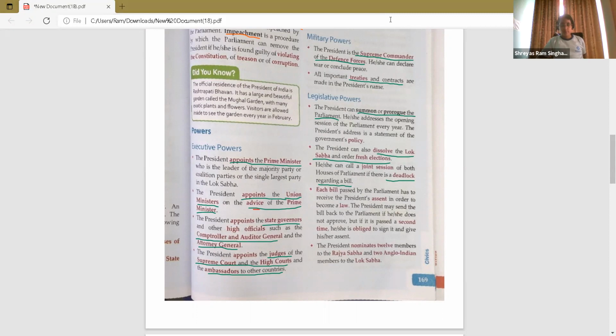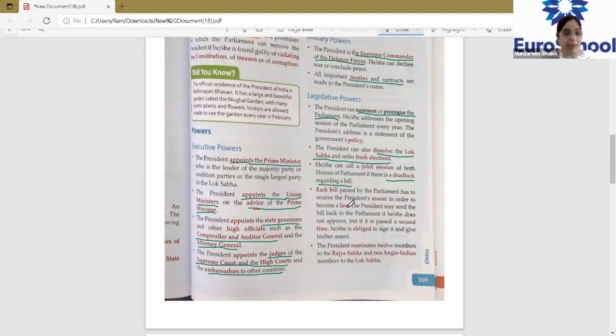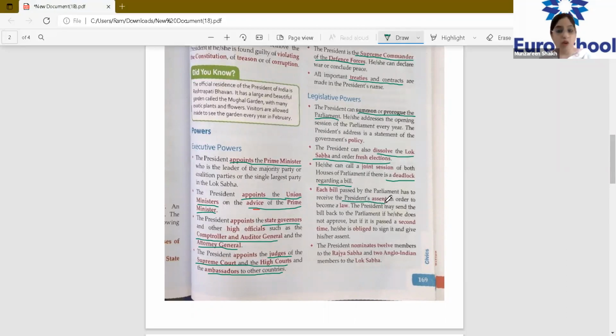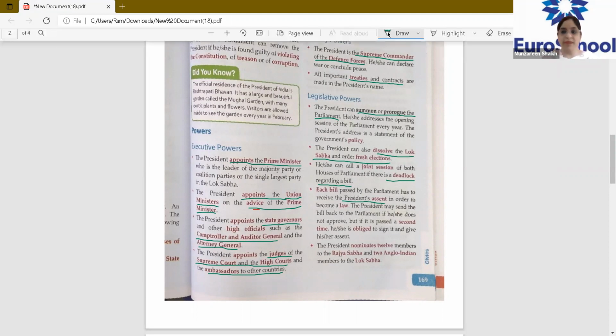Okay. Each bill passed by the parliament has to receive the president's assent in order to become a law. As I told you, whatever bills are passed in the parliament have to get the approval of the president to become a law. President's approval is a must for any bill to become a law. Now, let me ask you all what we had studied in the previous chapter. Once the bill is introduced in the parliament, what happens in the parliament?